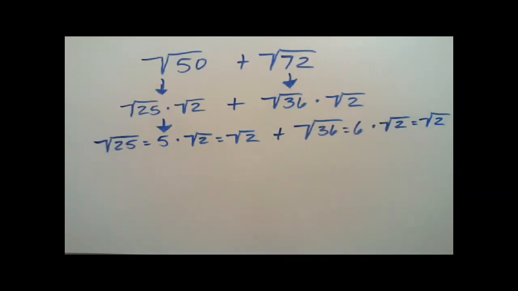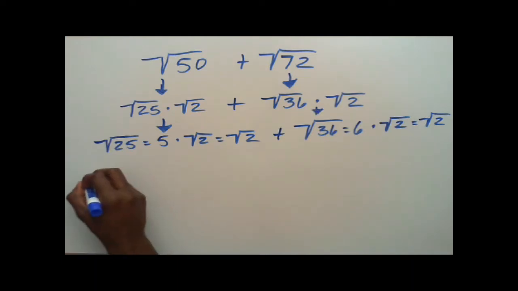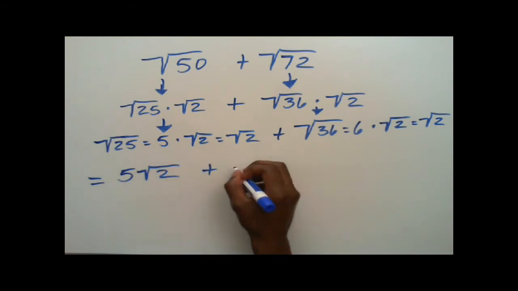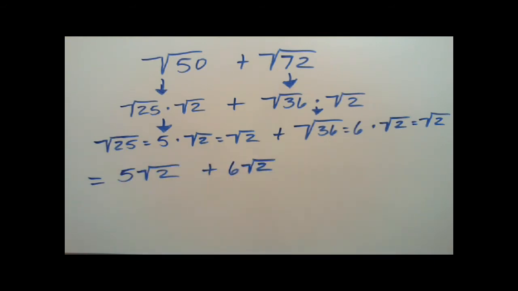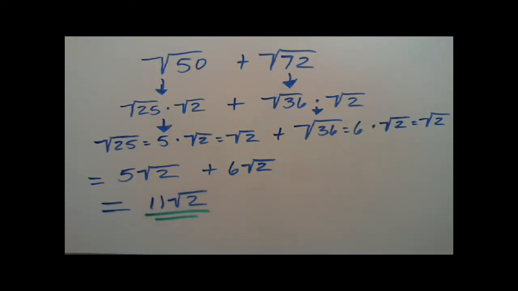Now, let's simplify the second expression, the square root of 36 times the square root of 2. The square root of 36 equals 6, and the square root of 2 cannot be simplified further. Now we have the radical expressions 5 times the square root of 2 plus 6 times the square root of 2. We need to add these radical expressions by adding the multipliers 5 and 6. When we add our multipliers 5 and 6, we get our answer, 11 times the square root of 2.